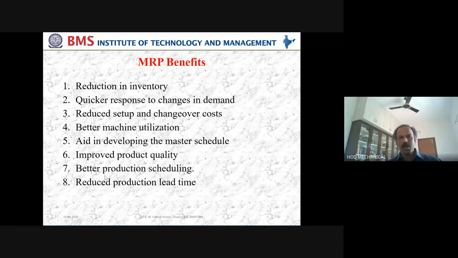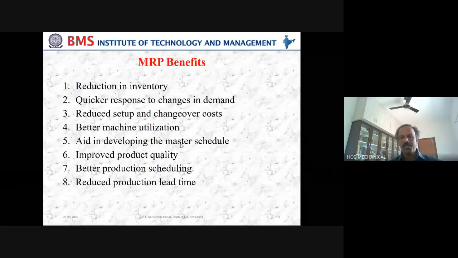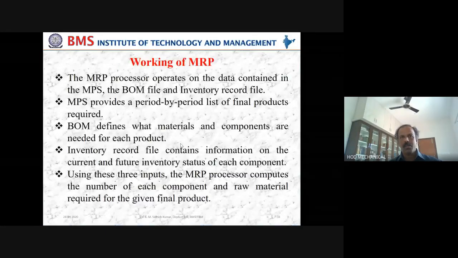Now these are all the points. Maybe some 4 marks questions, so these things might be asked. So these are all the benefits that we are going to expect from the material requirement planning. So this is about what is called MRP.